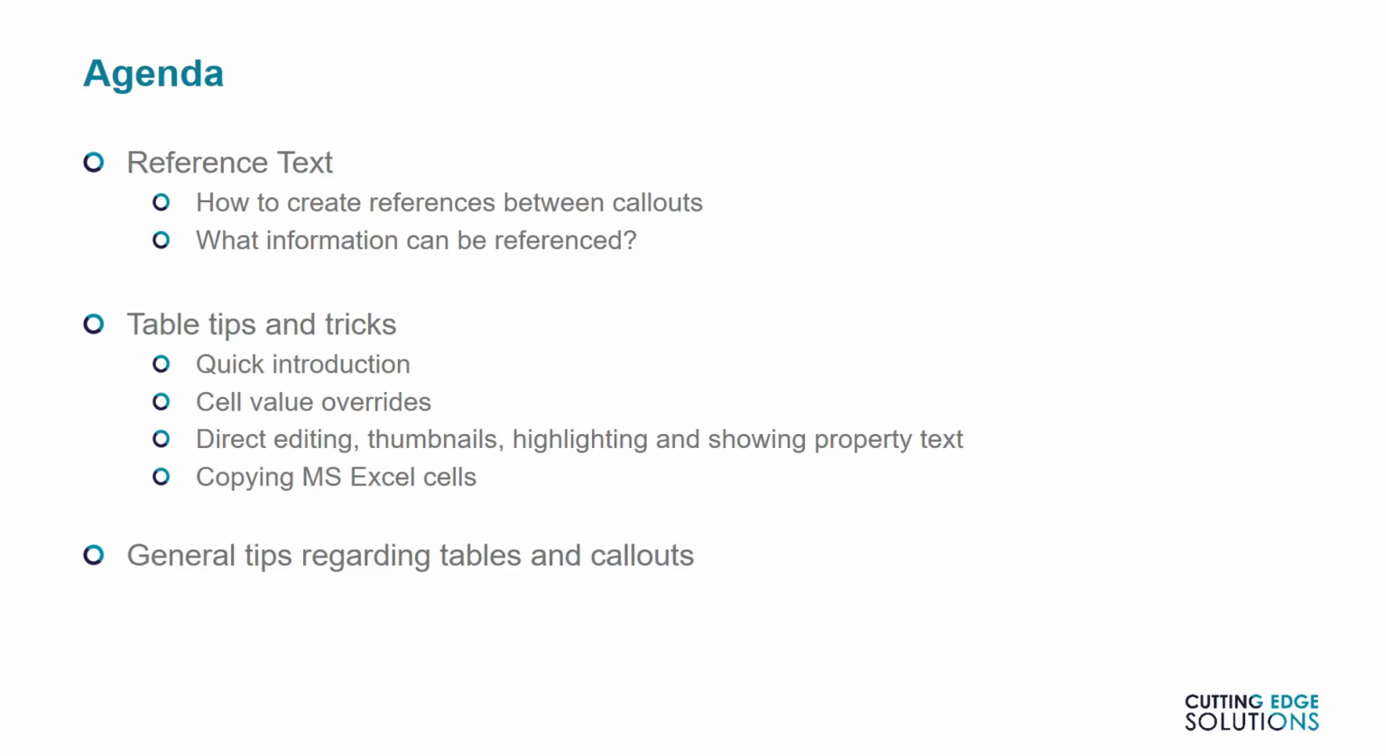After looking at reference text, I'll run through a quick introduction to tables, and then show how to override cell values for the tables you place. Then I'll demonstrate the two methods of editing tables, how to highlight parts in an assembly drawing view by selecting the row in a parts list, and finally, what happens when you copy in a selection of cells from Microsoft Excel. In case you didn't know, yes, that is possible. I'll finish up with some miscellaneous tips on tables and callouts for all users to benefit from.